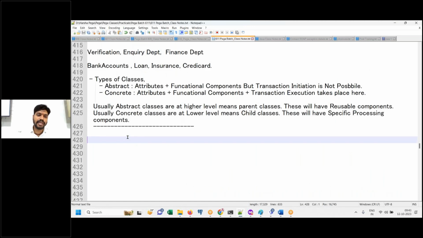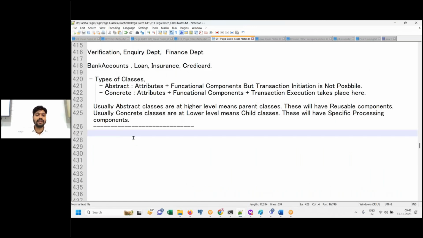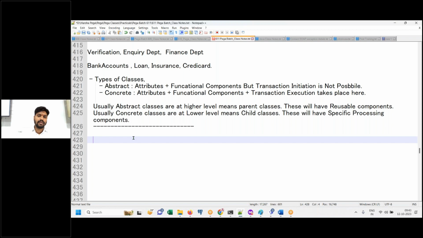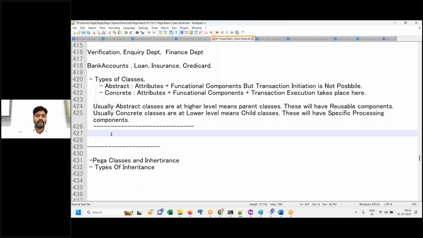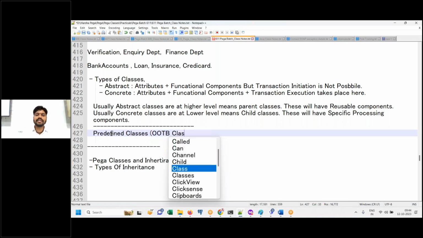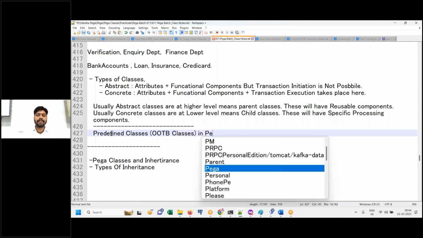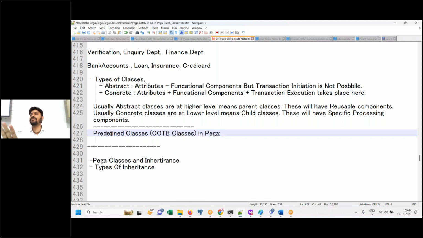Next we are going to discuss classes in Pega. That is, predefined classes by name. Predefined classes, you call them OOTB classes. In Pega, by name only I will give you, just for your information, so that you know that this is a predefined class when you hear it in future. @baseclass. This is the topmost class in Pega.